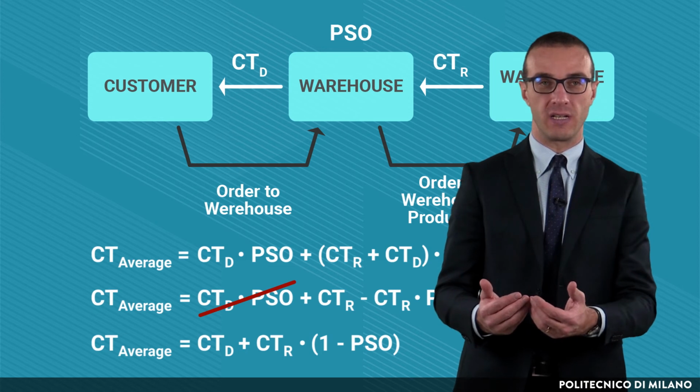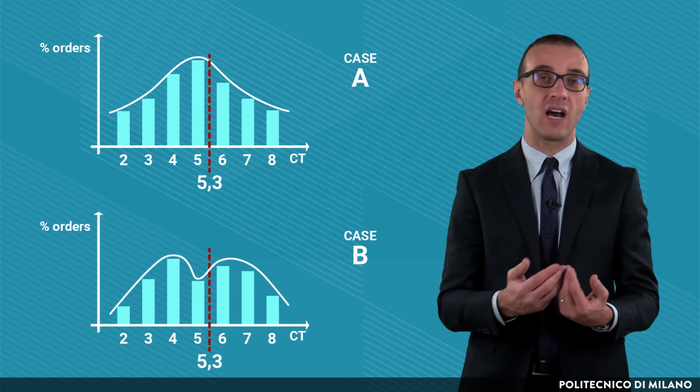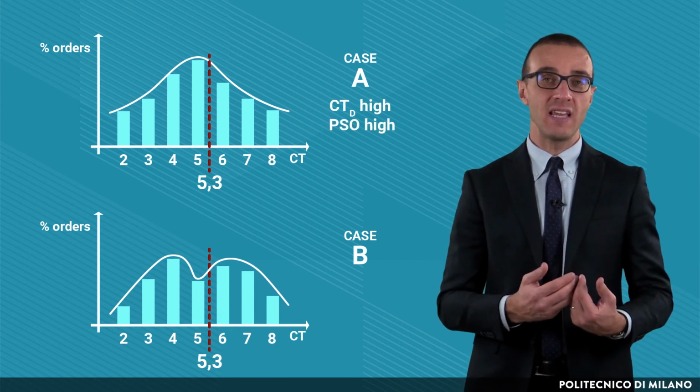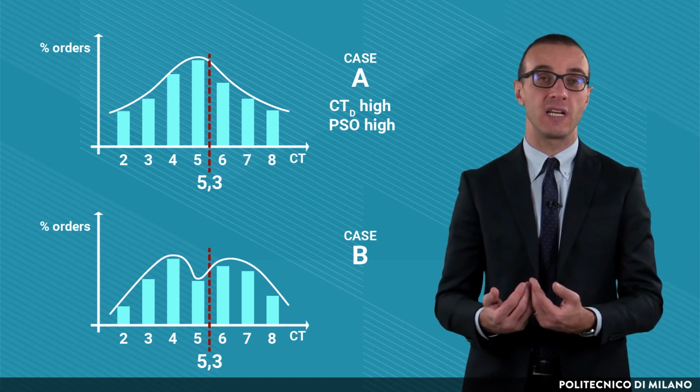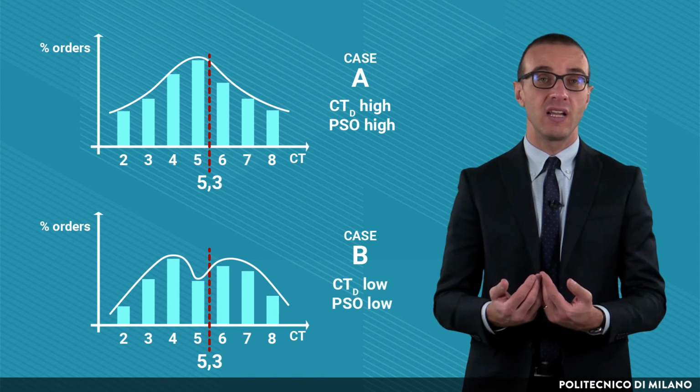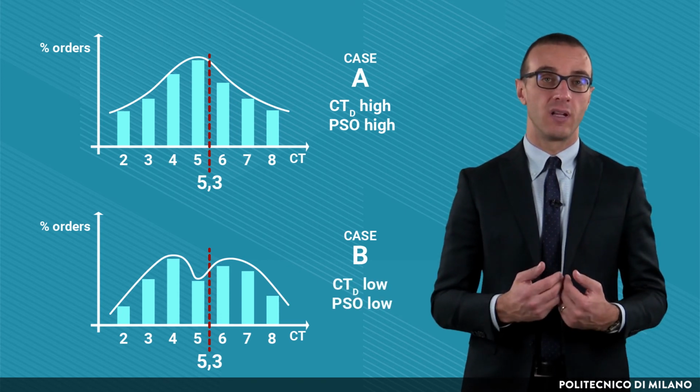It is useful to get the average cycle time, but pay attention that this value alone is not enough. Indeed, even if the two cases in the picture have the same average cycle time, they are completely different. Case A has high values of delivery time and probability to avoid a stockout. On the contrary, case B displays lower values.